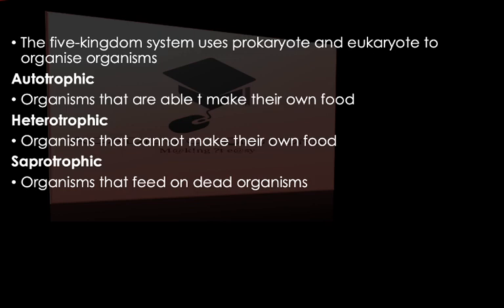We have the autotrophs, which are your plants, as they are able to manufacture their own food. And then we've got the heterotrophs, which are your consumers, as they cannot make their own food, so they depend on the autotrophs. And then we have the saprotrophic organisms. These are the decomposers, as they feed on dead organisms.